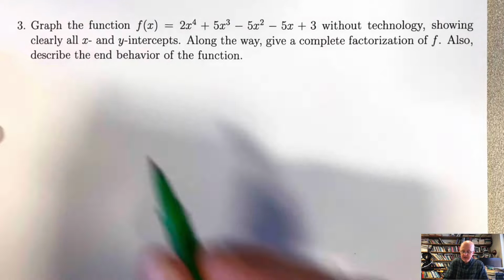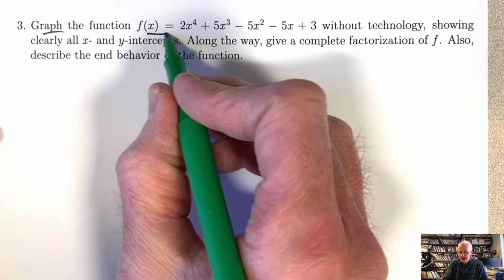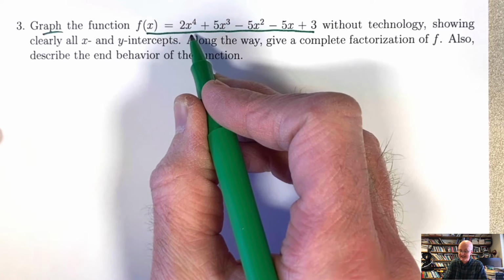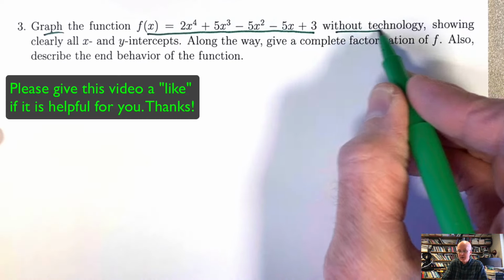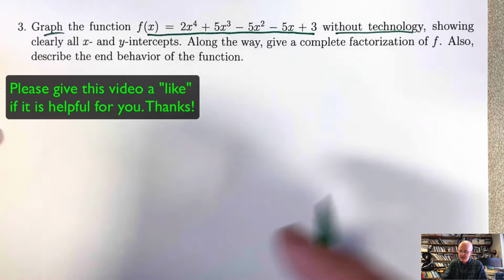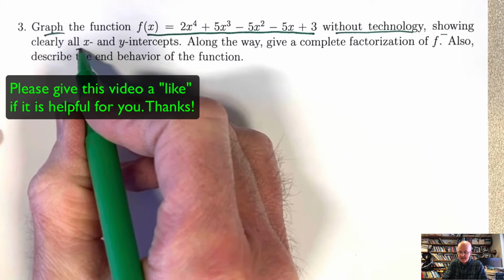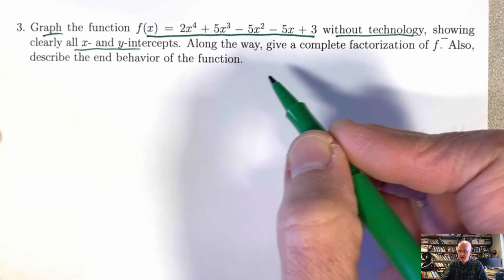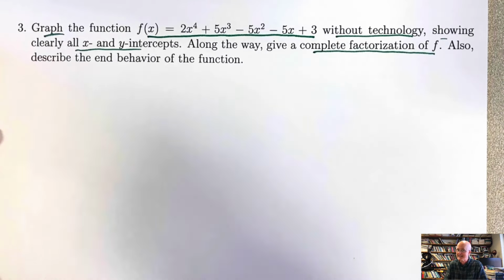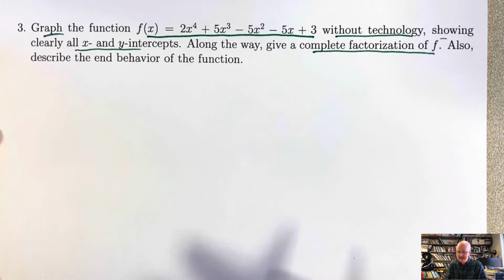In problem 3, the directions are to graph this function, which you see is a quartic, a 4th degree. Oh, that doesn't sound so nice. And even do it without technology. You need to know some things to do this without technology, well at least. Showing clearly all x and y intercepts. Along the way, give a complete factorization of f. Evidently, it must be possible, not necessarily easy.